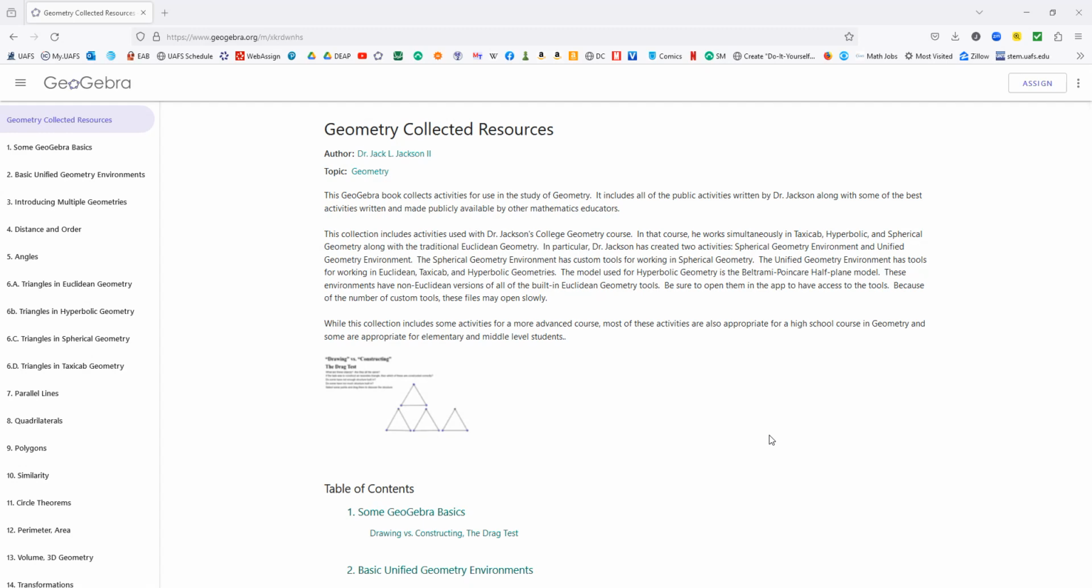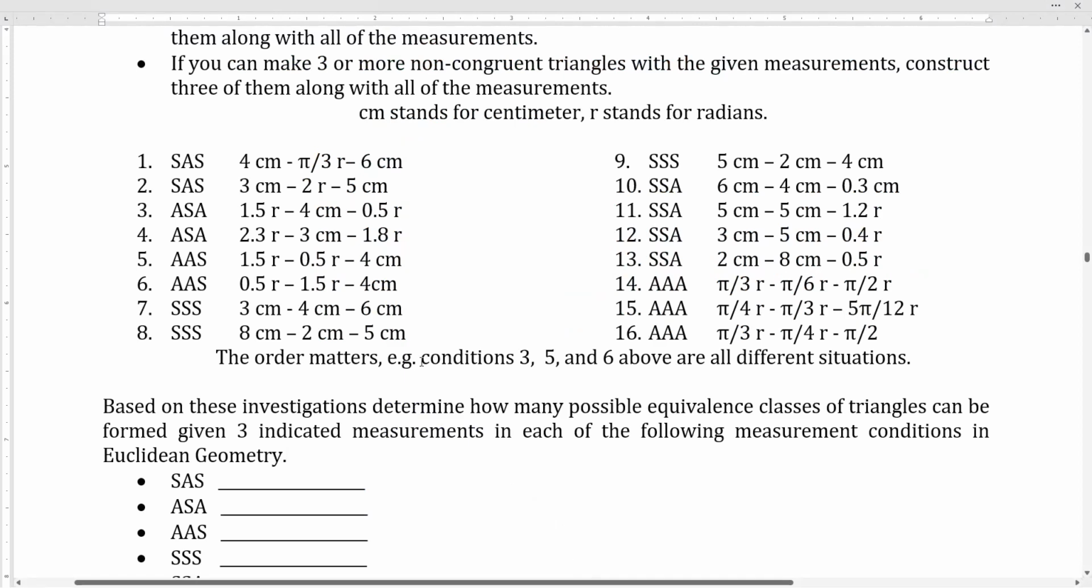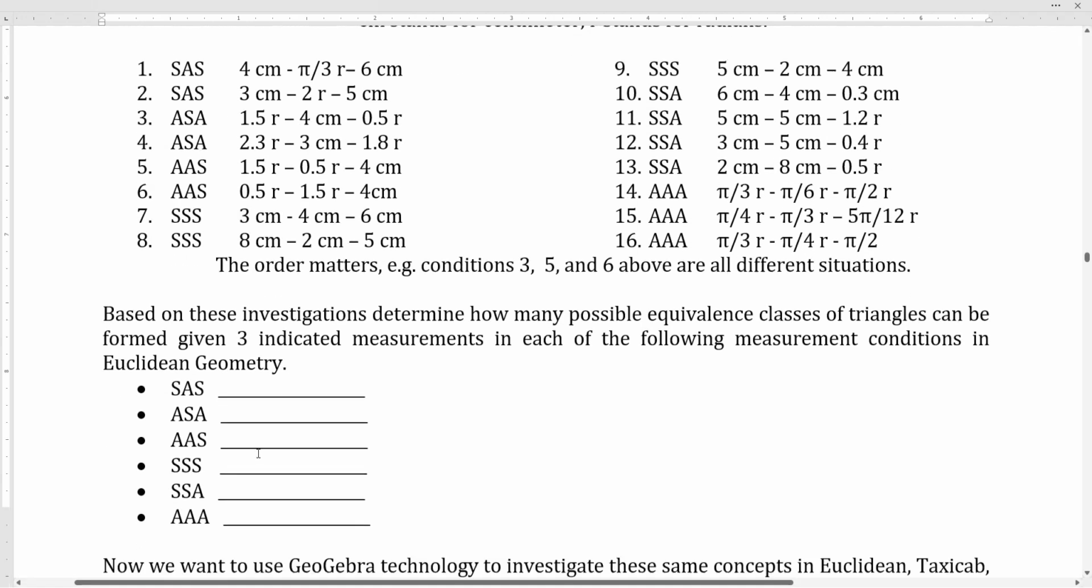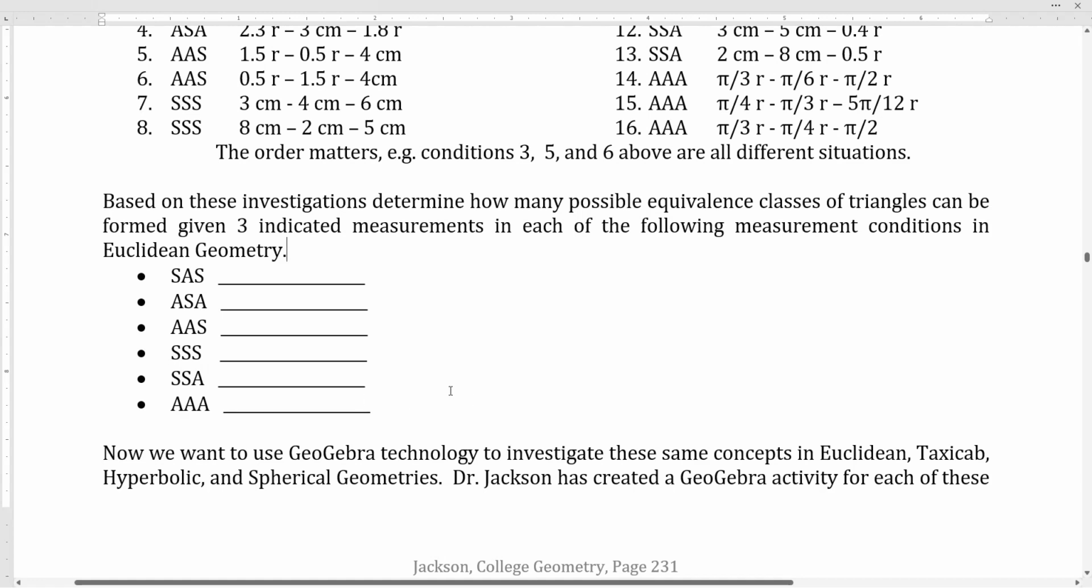In this video, we're going to continue looking at our investigation of triangle congruence. Okay, in the last video, I asked you to look at these situations and construct triangles with these different measurement conditions in Euclidean geometry, and from that, try to determine which of these conditions is enough to make the triangles congruent.